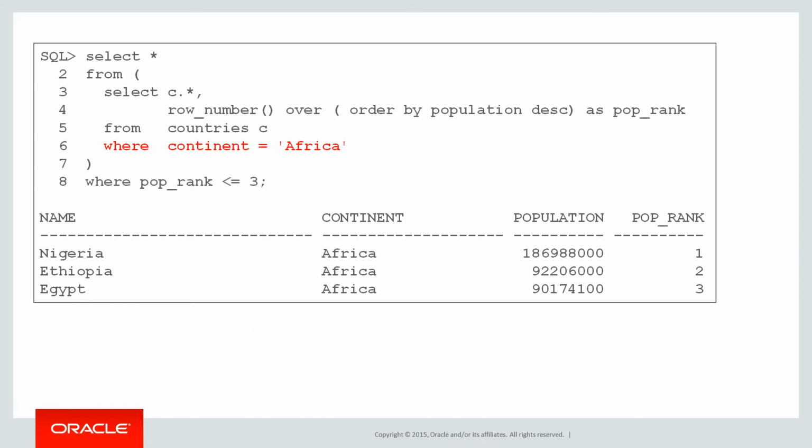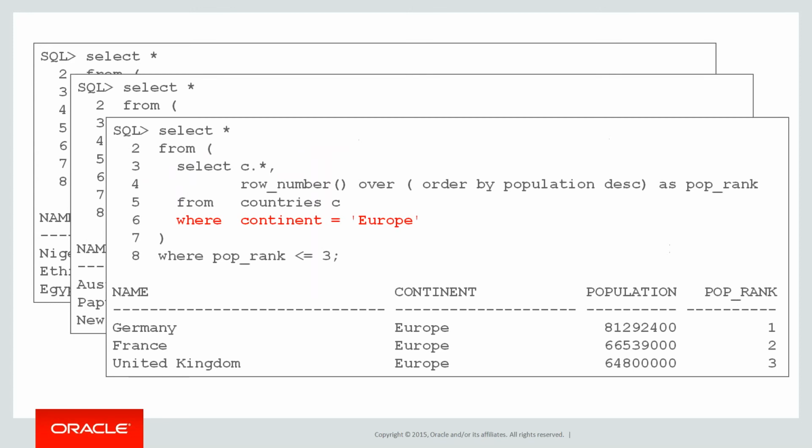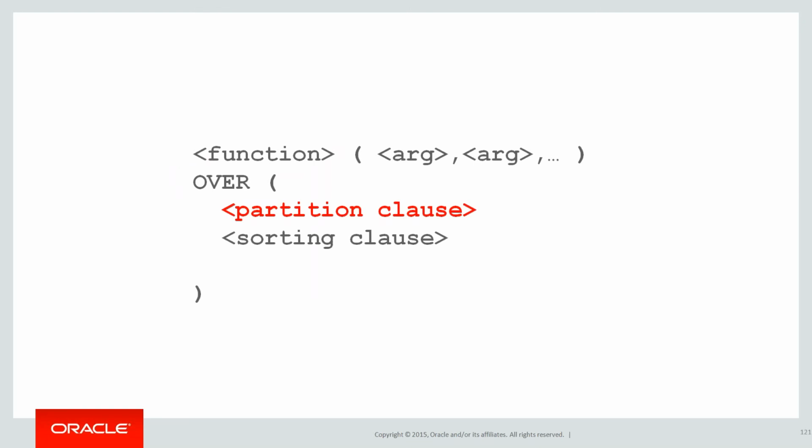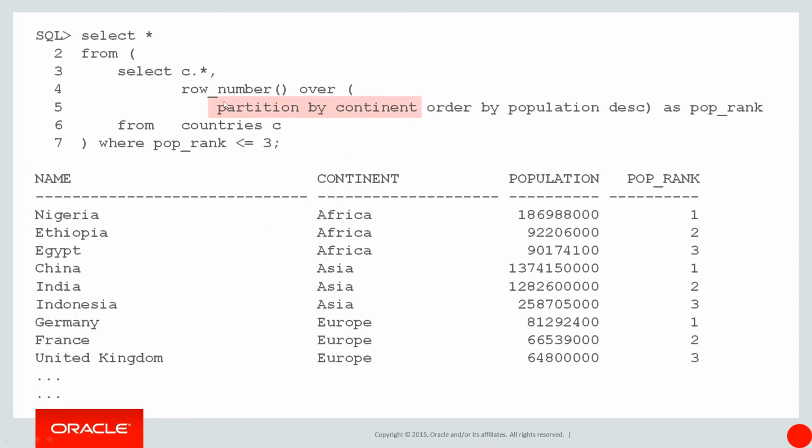Now what I could do is do it like this. Let's go get the first 3 for Africa, then run another query where the continent is Oceania, and then run another query where the continent is Europe, and so forth for each of the different continents. That's where the partition clause comes in. What I want to do is partition the data and then apply my function, whether it be ranking or anything like that. So let's look at the example I've got.